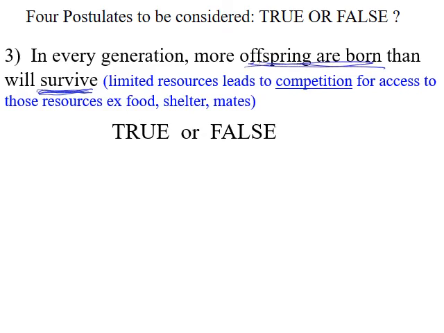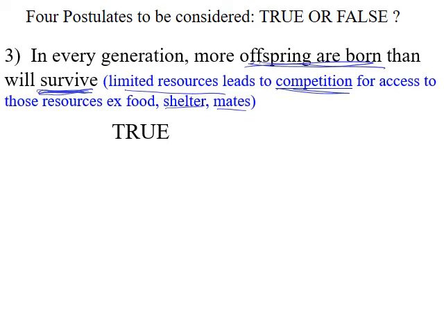This means that limited resources lead to competition for access to those resources. So you will have, for instance, colonies of penguins competing over space or over access to fish or access to shelter or access to mates. So competition exists because there are more offspring born than will ultimately be able to survive. True.